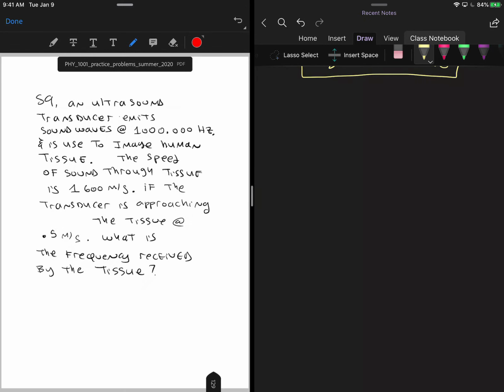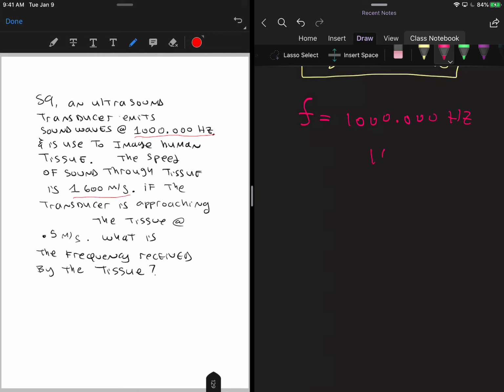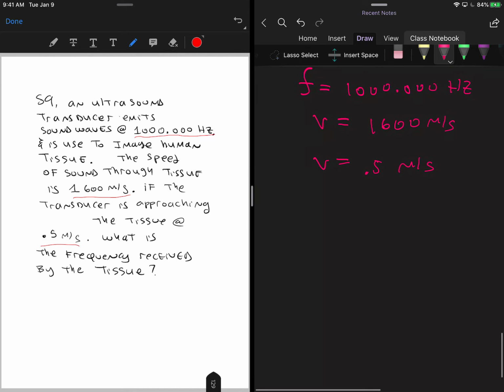So let's write what we're given. We see here that there's 1,000 Hz, so let's also include the units. That's our frequency. Next we have 1,600 meters per second, so that's a velocity. And we also have 0.5 meters per second, so that's another velocity. And we're trying to find a frequency.